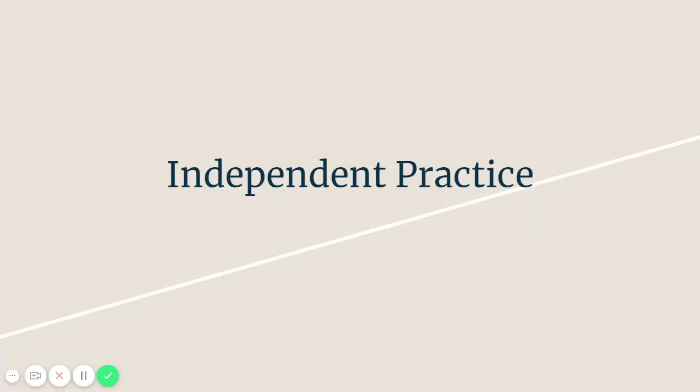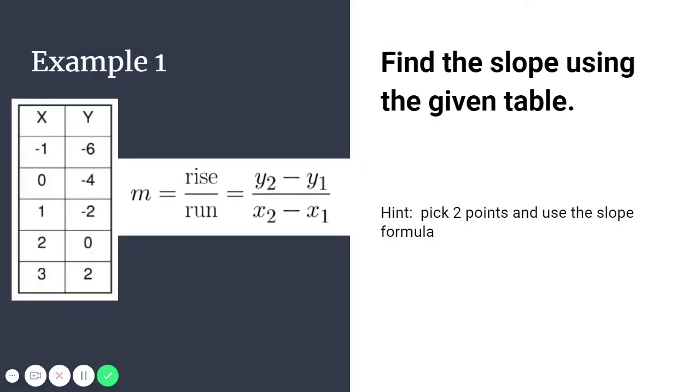Welcome back. It's time for independent practice. Using the notes that you just took from the videos, we'd ask that you please answer the following questions. Number 1, find the slope using the given table. Hint: pick 2 points and use the slope formula. Please pause the slide at this time and calculate the slope as requested.